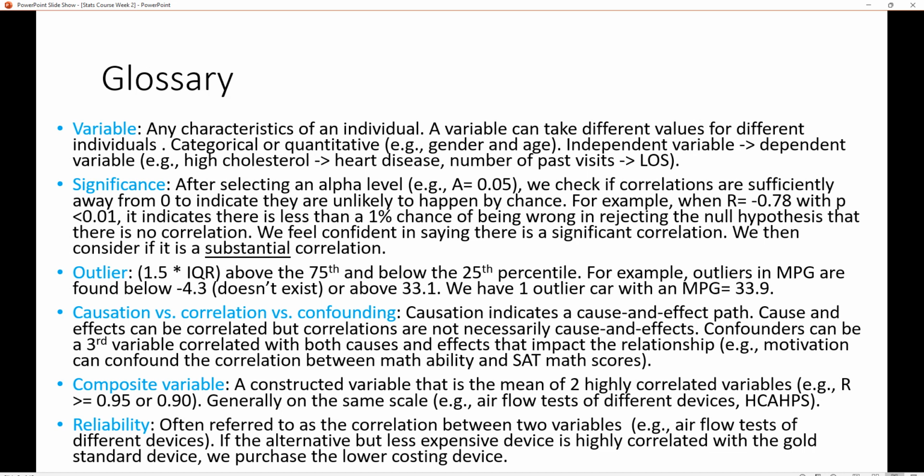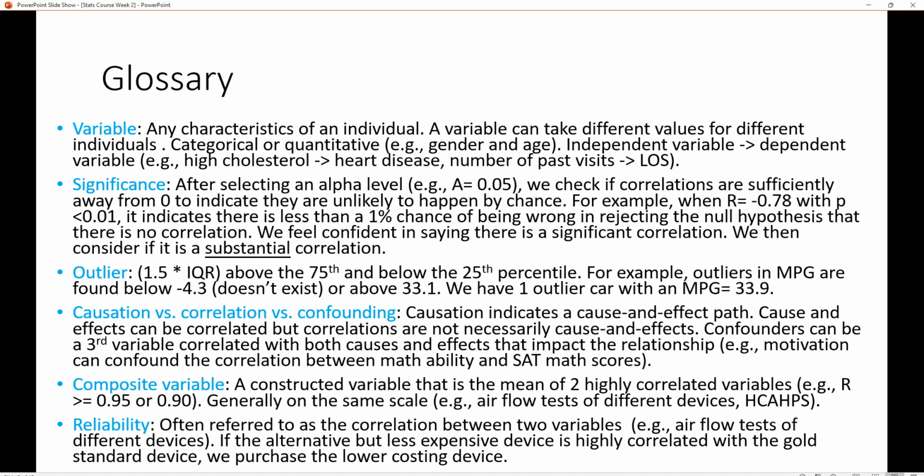And the next term is a composite variable, and that is a constructed variable that is the mean of two highly correlated variables. For example, we'd have a correlation coefficient greater than or equal to 0.95, but we may also want to consider that value of 0.90. Generally on the same scale, so for example, airflow tests on different devices, they probably use the same range of values, and the HCAP score.